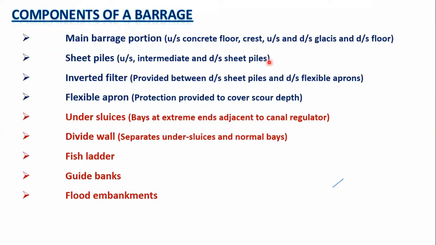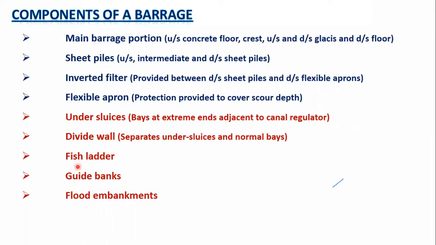Now let's see the components in plan view, or in aerial view. The bays at extreme ends of the barrage are termed as under sluices. The space within two piers is termed as a bay. The under sluices are at the extreme ends, adjacent to the canal regulator. On the side where we have a canal, we have under sluices, and under sluices are separated from the rest of the barrage by a wall known as the divide wall.